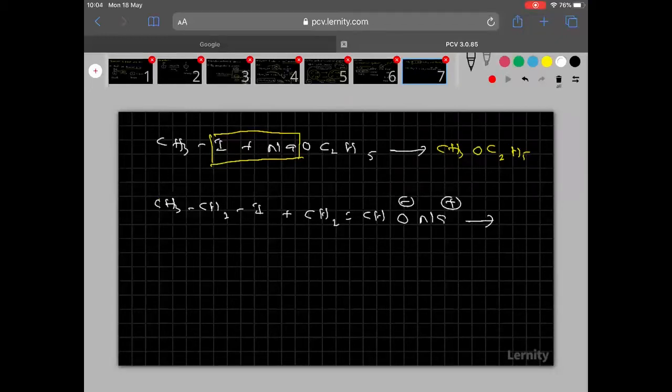So here also what happened? This Na and this I. Okay. If you remove that part, then what is the ether that we are going to get here? CH2=CHOCH2CH3. Clear everyone? Let me take here one more.